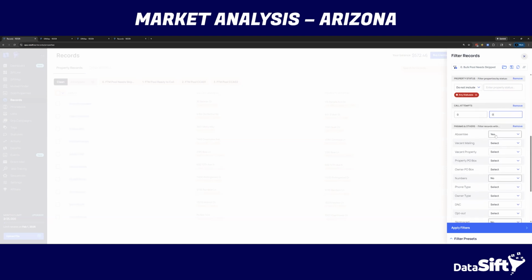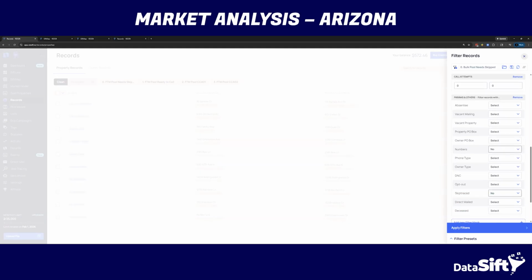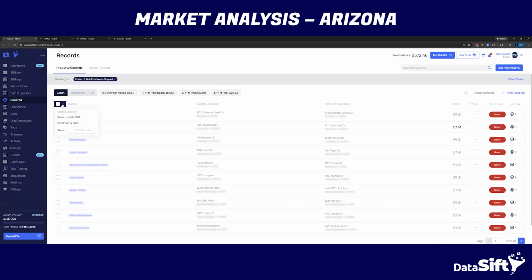You can then filter by absentee, which is another reason why I always say just pull the absentee data anyway, or the owner occupied and absentee, because in my records page I can filter absentee or not. So I'll just say absentee yes if I want to narrow that down. Otherwise, who cares? I can leave it open. And then I could say numbers no, skip trace no, click apply. And this would give me 21,000 records inside my account that I have not skip traced.